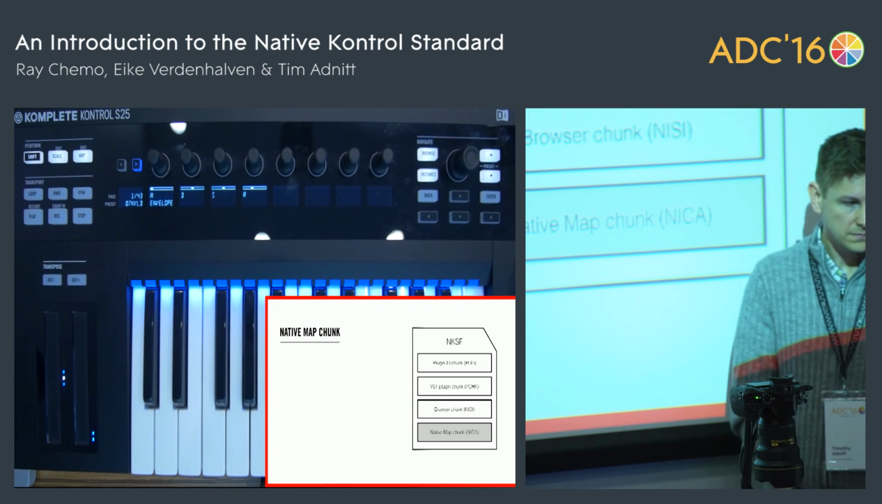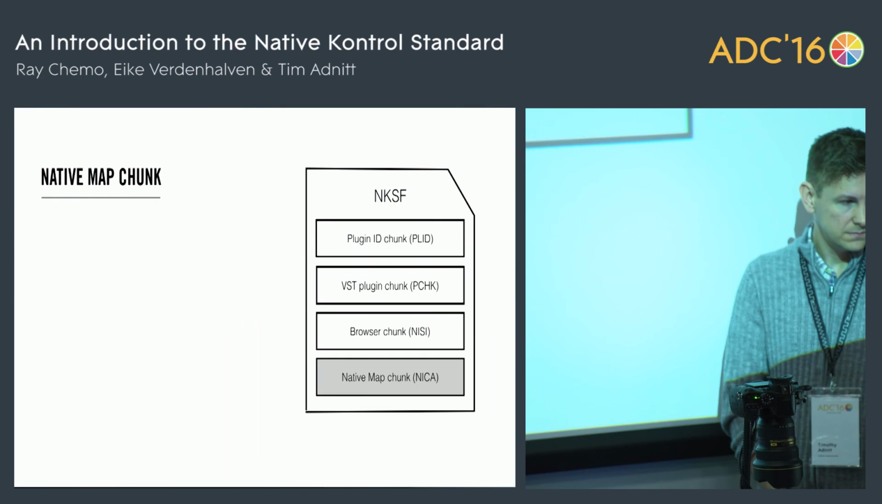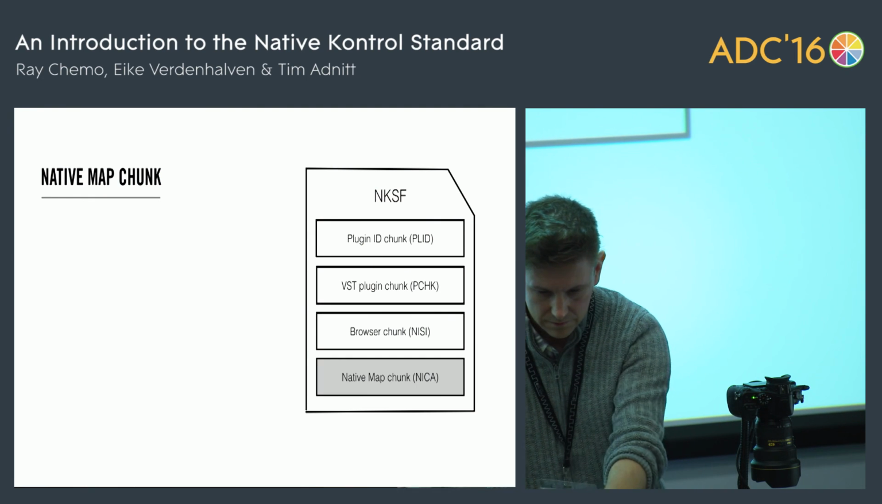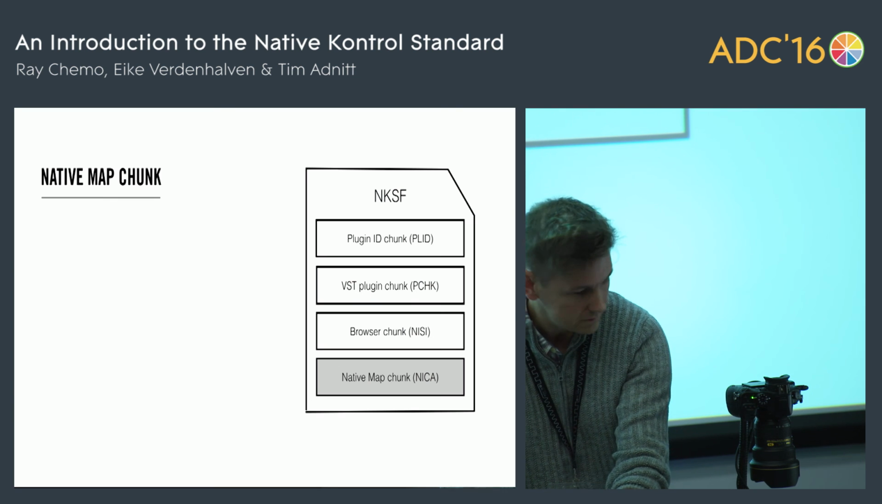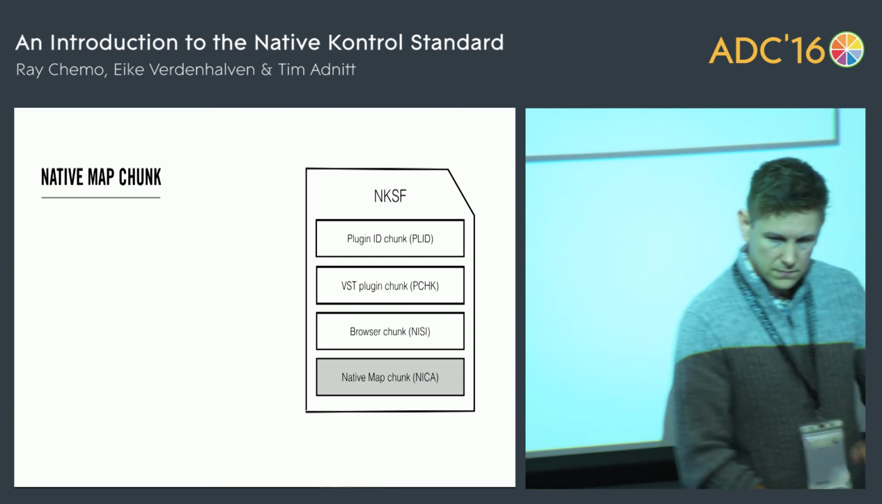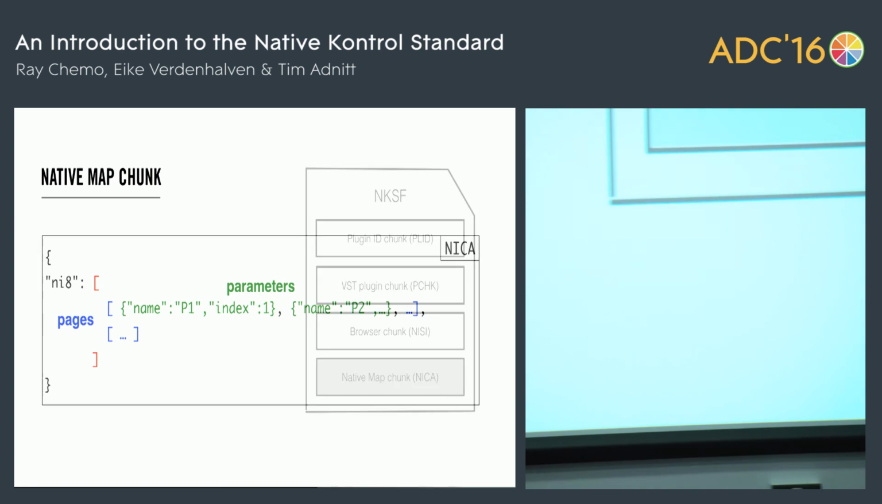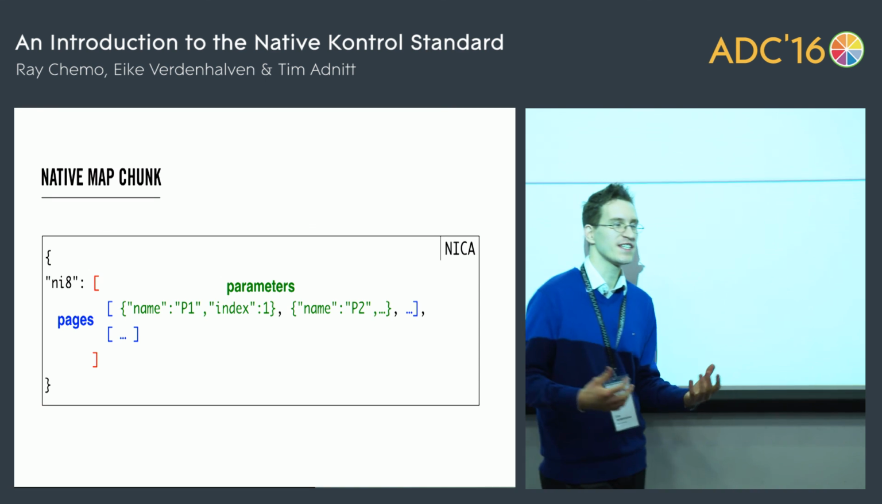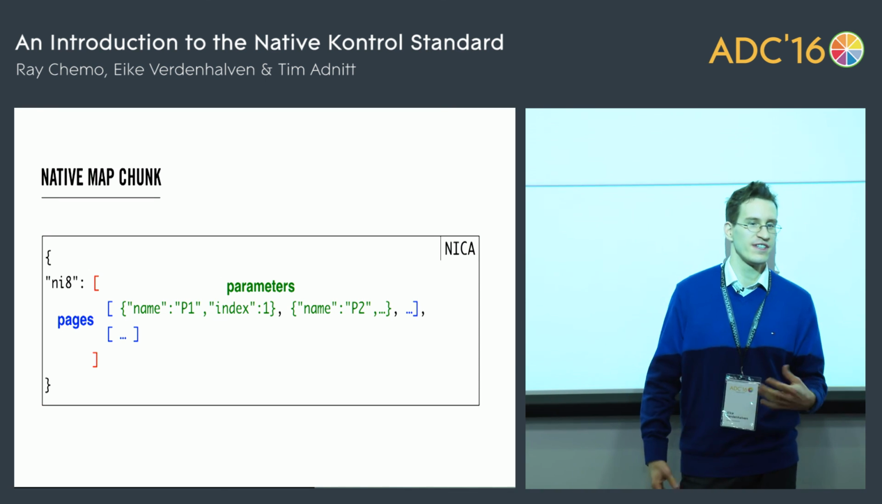As just mentioned, we have the mapping for each individual preset. So obviously that means we have to store it there. And we do this by just adding yet another chunk, which we call the native map chunk, which carries the identifier NICA. Here I have a little pseudo JSON representation of this chunk.